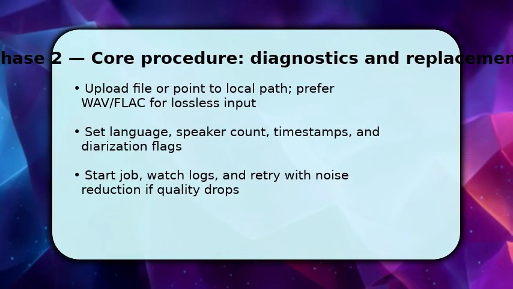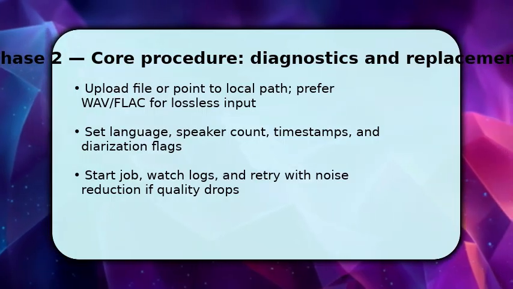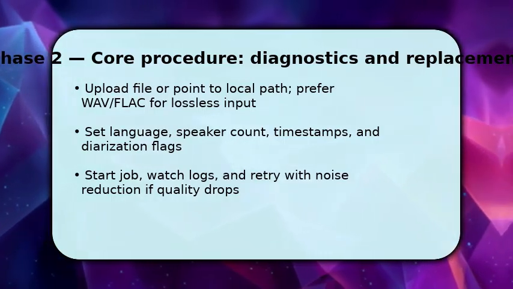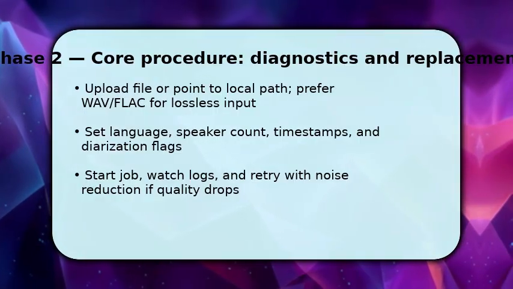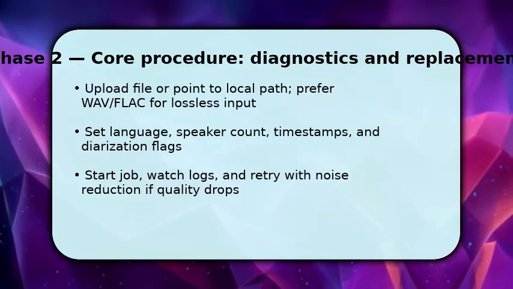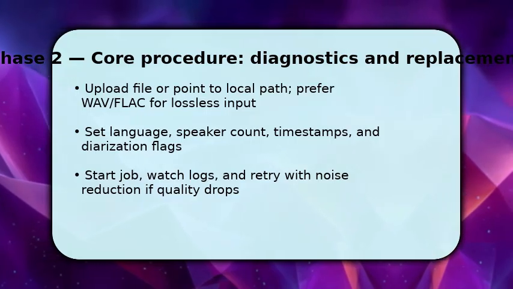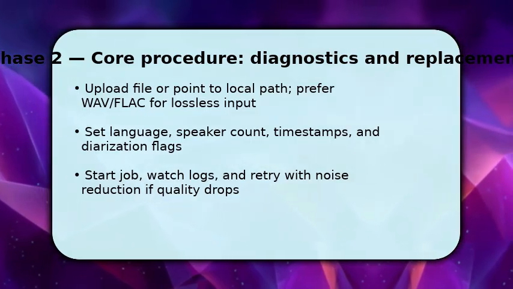You now run the transcription job and monitor progress. Upload the file or reference the local path. Choose WAV or FLAC for better fidelity. Then set language, speaker count, and enable timestamps or diarization if you need speaker labels. Start the job and keep an eye on logs or progress bars. This reveals timeouts or rate limits early.